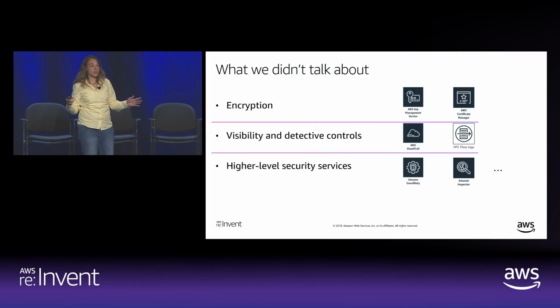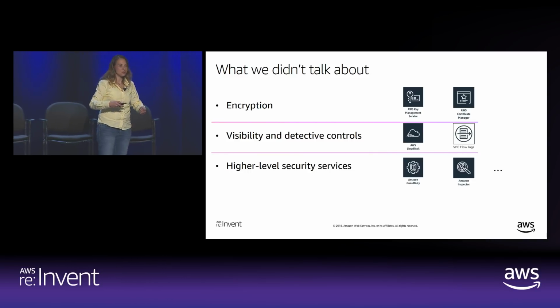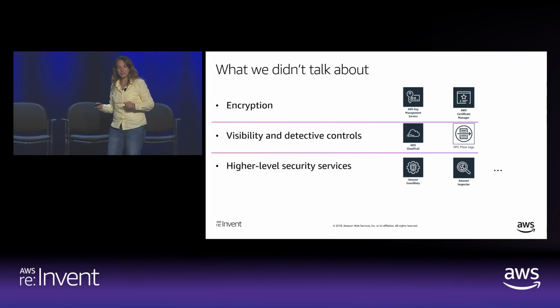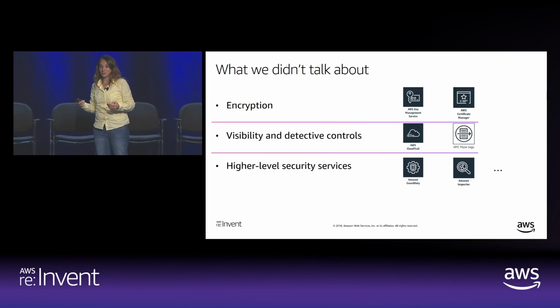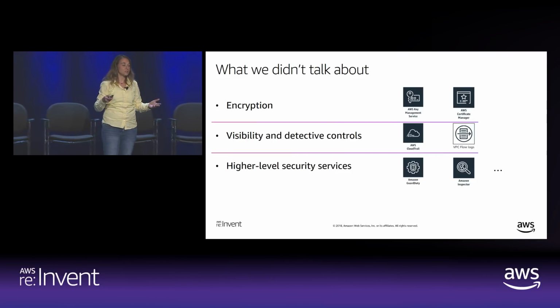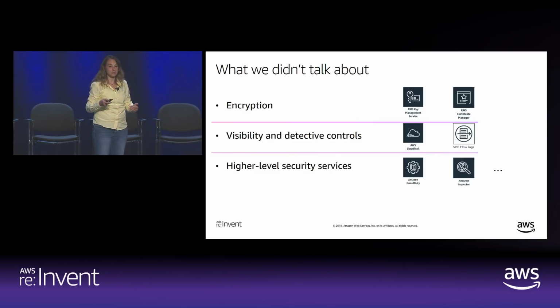We spent this whole hour talking about preventive controls, right? Permissions controls that prevent what you don't want, network security controls that prevent what you don't want. Visibility is the other side of that coin, also very important. In the cloud, you get unprecedented levels of visibility. You get visibility into your security posture like you never had on premises.